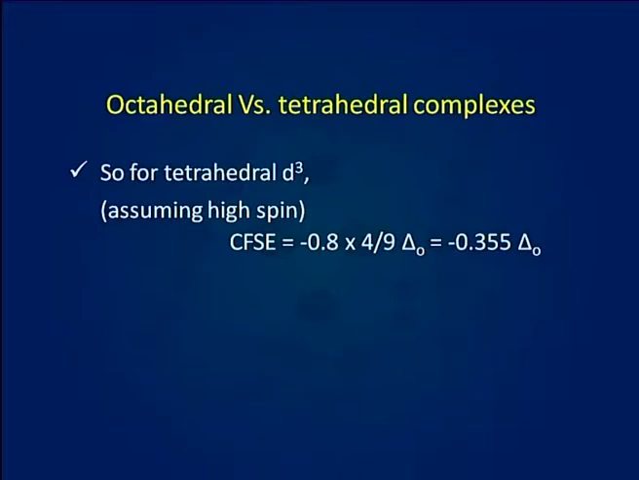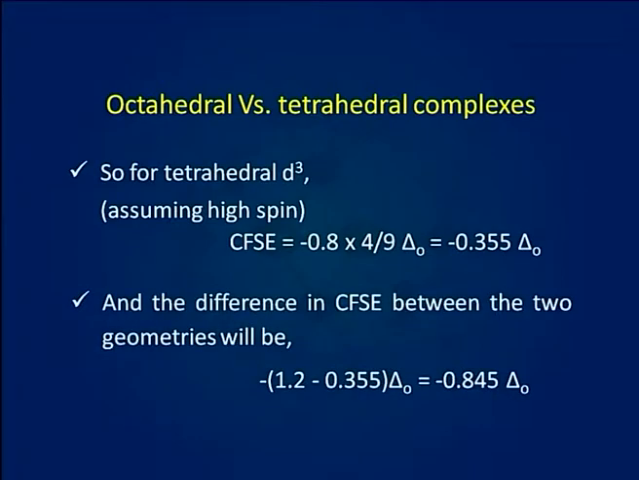So, for tetrahedral d3, assuming high spin complex, the crystal field stabilization energy is equal to minus 0.8 into 4/9 delta O, which is equal to minus 0.355 delta O, and the difference in crystal field stabilization energy between the two geometries will be minus 0.845 delta O. If we do a similar calculation for the other configurations, we can construct a table of delta O and delta T. We can make this comparison considering the same metal ion and the same ligand.